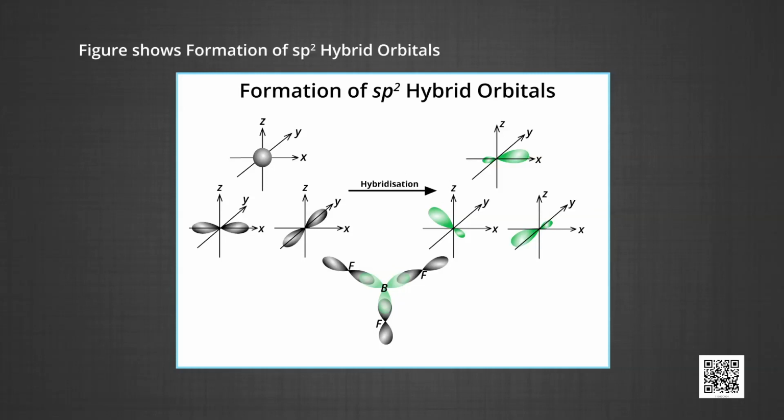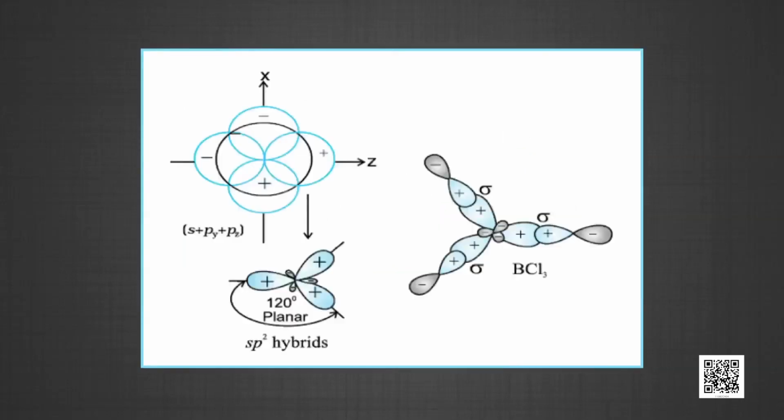In the ground state, the electronic configuration of the central boron atom is 1s2, 2s2, 2p1. In the excited state, one of the 2s electrons is promoted to the vacant 2p orbital. As a result, boron has 3 unpaired electrons. These 3 orbitals, one 2s and two 2p, hybridize to form 3 sp2 hybrid orbitals.